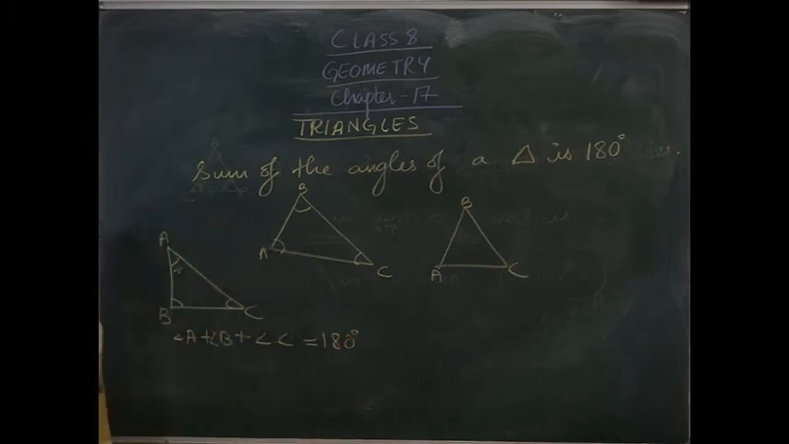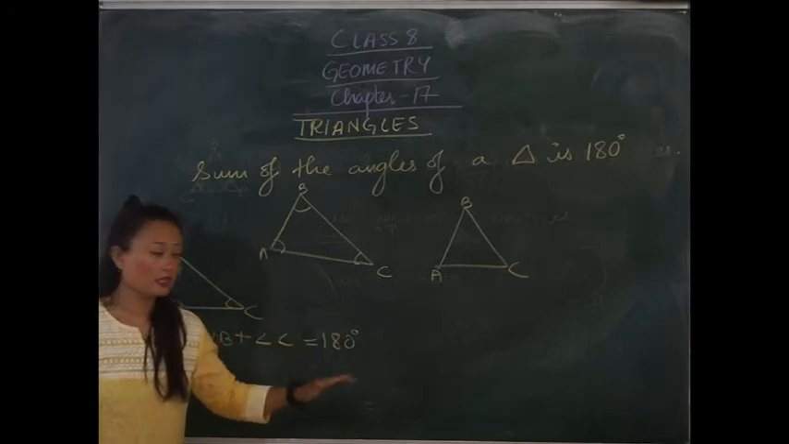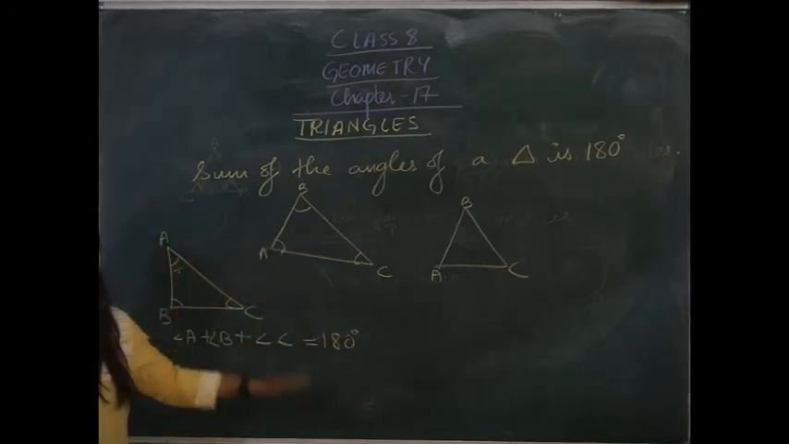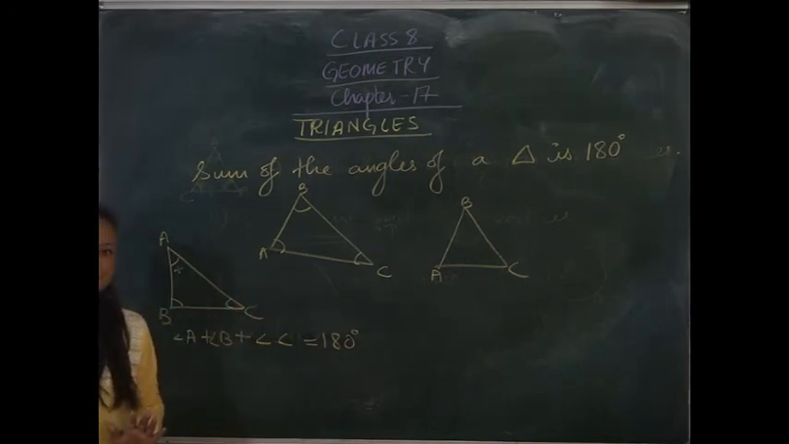It should not be more than 180 degrees. If it's more than 180 or less than 180, then it is not a triangle. Remember, if you add angle A, angle B and angle C, you should always get 180. Not more than that, not less than that. If you're getting less than that, your figure is not a triangle. If it's more than that, that will not be a triangle either.